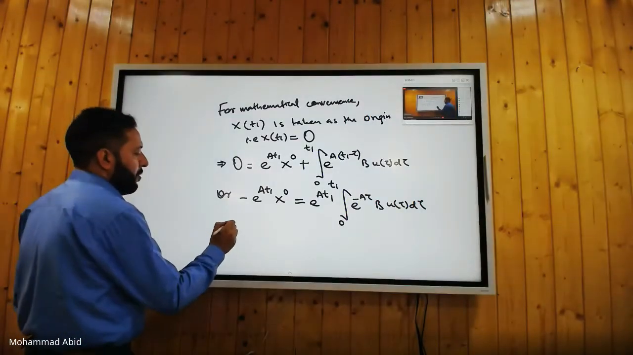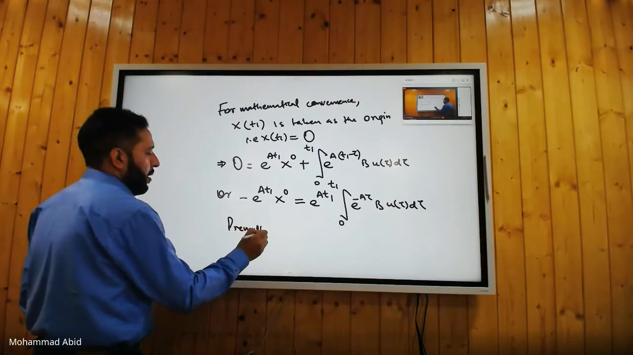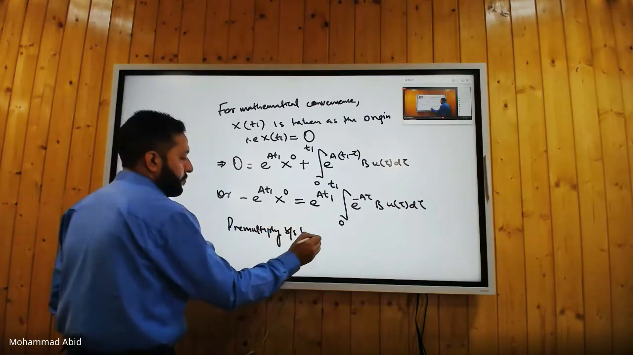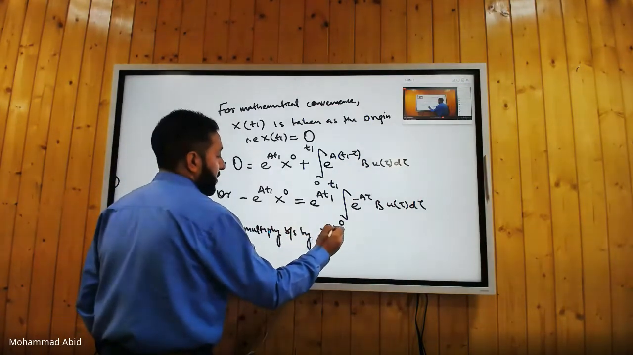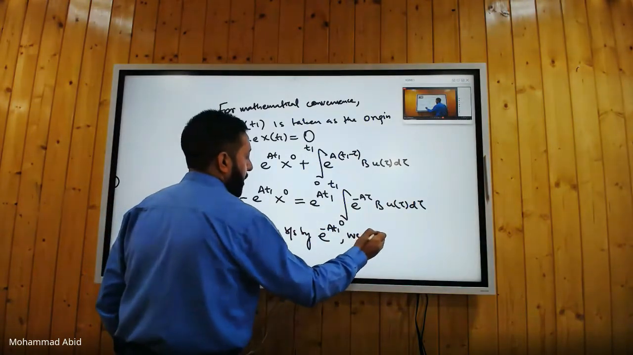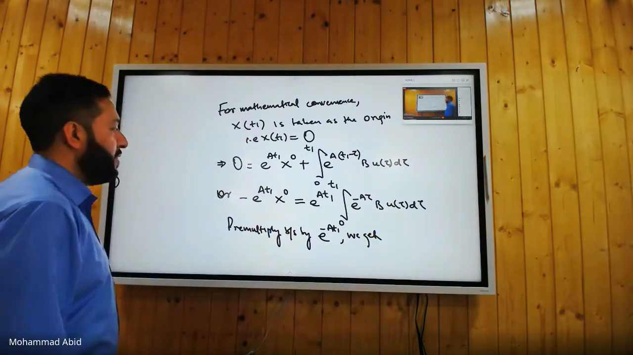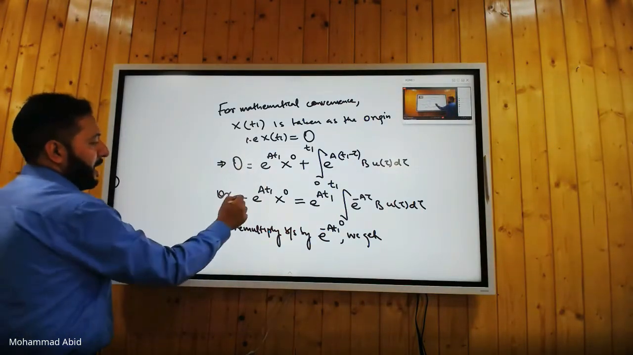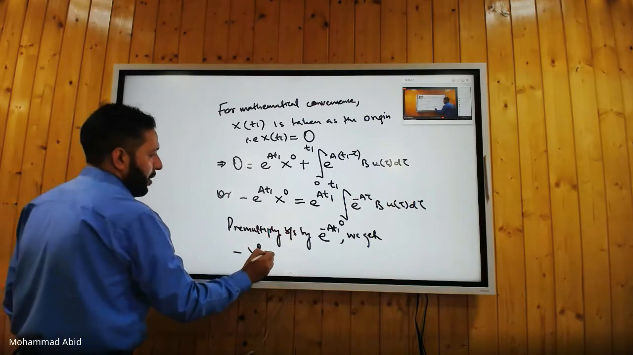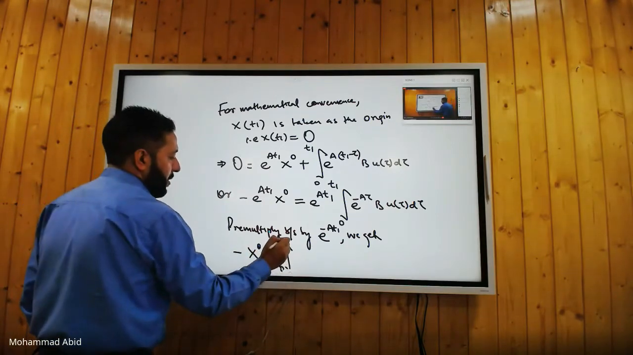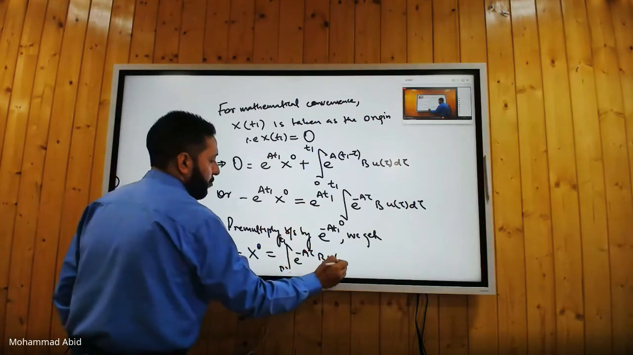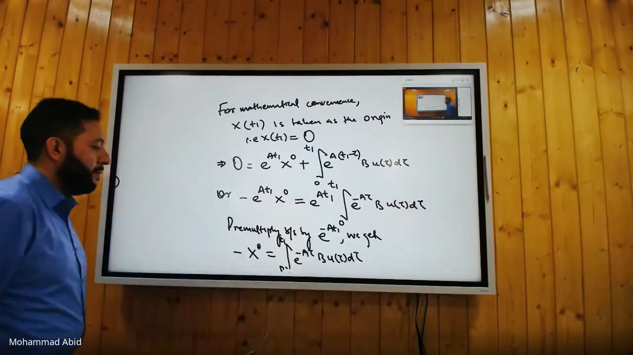Yes, sir. So we pre-multiply on both sides by e^(-A t1). So what do we get? e^(-A t1) times e^(A t1). You know, e^(-A t1) is actually the inverse of this, so that will make it I. So you have minus x0 is equal to the integral from 0 to t1, and this will also go, e^(-A tau) B u(tau) d tau. Is that okay?